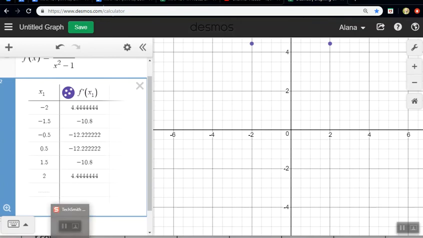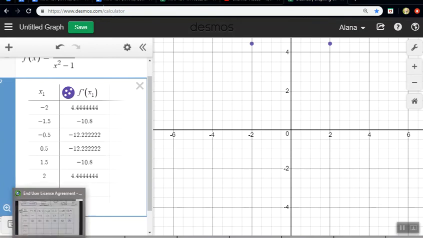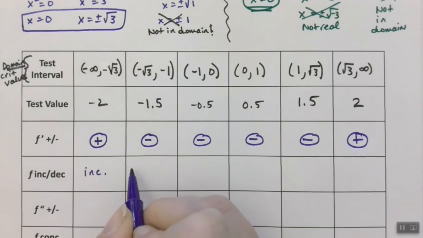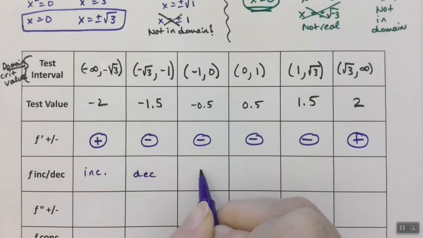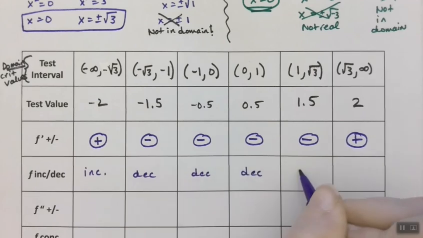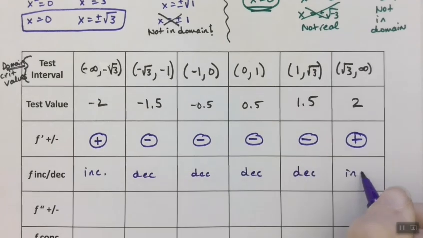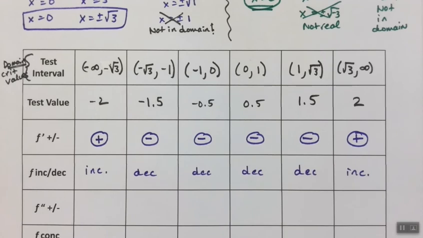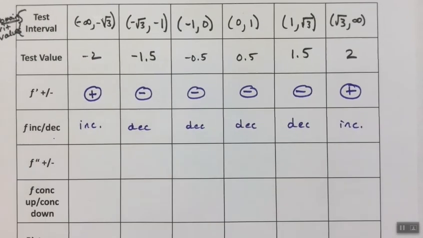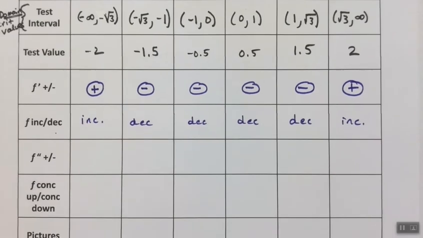Okay, so what does that mean for my function? That means that it is increasing, decreasing, decreasing, decreasing, decreasing, increasing. That's the function. Or excuse me, the function is increasing or decreasing based on the derivative. All right, now we do the same thing with the second derivative.